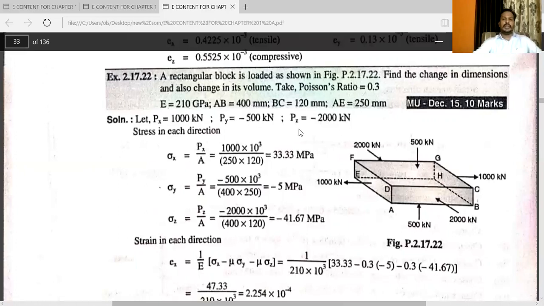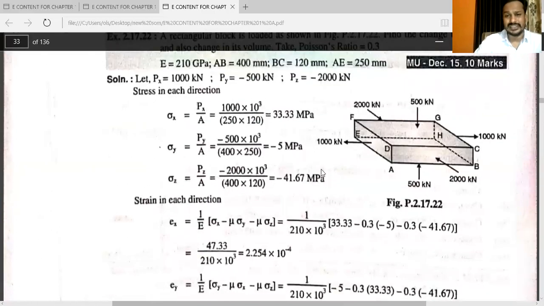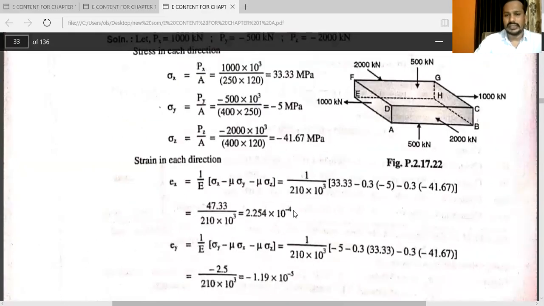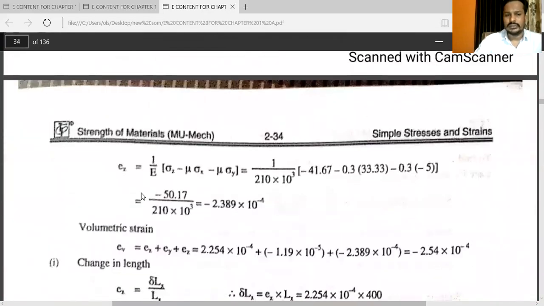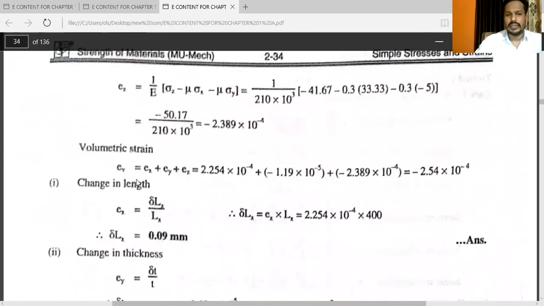I am not spending much time explaining this problem because I already covered sigma x, sigma y, and sigma z. While calculating sigma y and sigma z, the sign will be minus because the given load is in minus, meaning compressive. The negative sign indicates compressive, as you can see in this diagram. Similarly, you have to calculate Ex, Ey, and Ez. After that you will get the volumetric strain Ev, which is Ex plus Ey plus Ez.